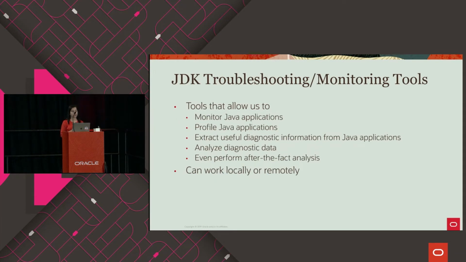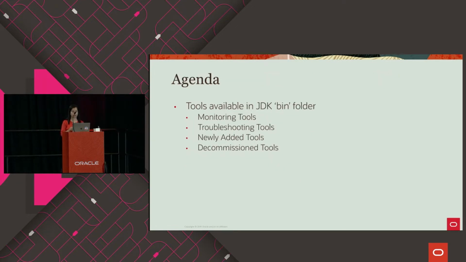These tools allow us to monitor Java applications. The tools that we have available in the bin folder of our JDK allow us to monitor Java applications, profile Java applications, extract useful diagnostic information from them, and there are tools available to analyze the collected diagnostic data and even perform the after the fact analysis. And these tools can work locally as well as remotely.